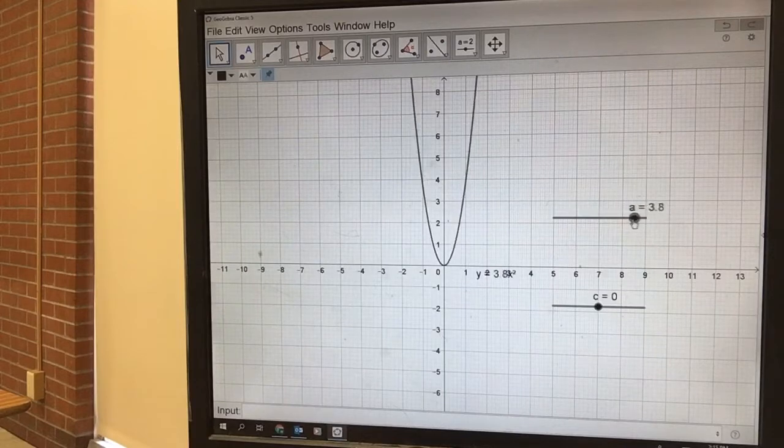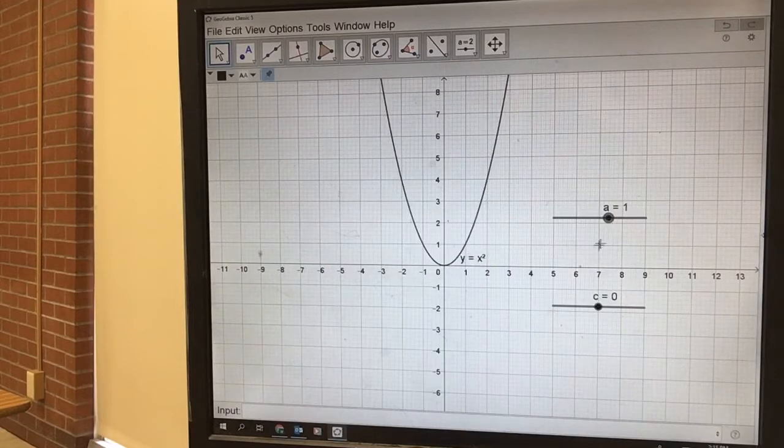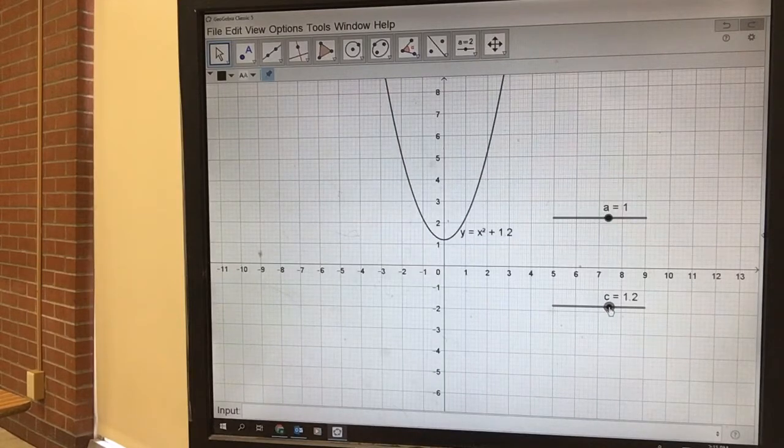All right, now today we get a new component. I'm going to put this back to 1, and we're going to show what happens when I put something on the end here. I'm going to put a plus c on the end. Right now c is 0, so of course it's not being shown. But as I move this, notice what's happening to the parabola.